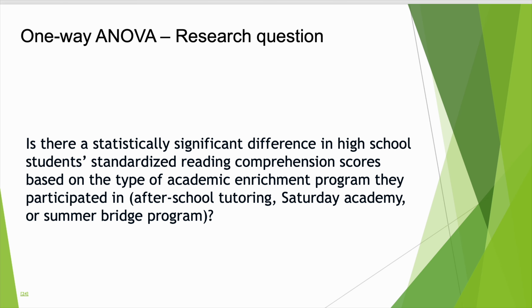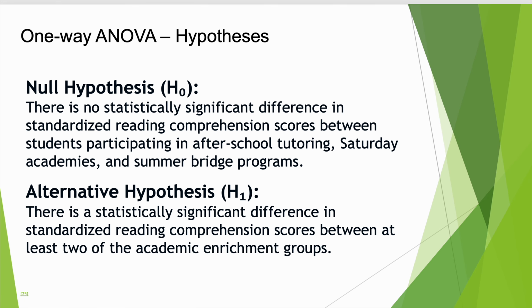And then, again, our research question looks just like the independent samples t-test. Is there a statistically significant difference in high school students' standardized reading comprehension score based on the type of academic enrichment they participated in? And then I listed my 3 groups in parentheses. Again, my hypotheses: we have no difference in that score based on that, or we have a difference in that score based on what we did.